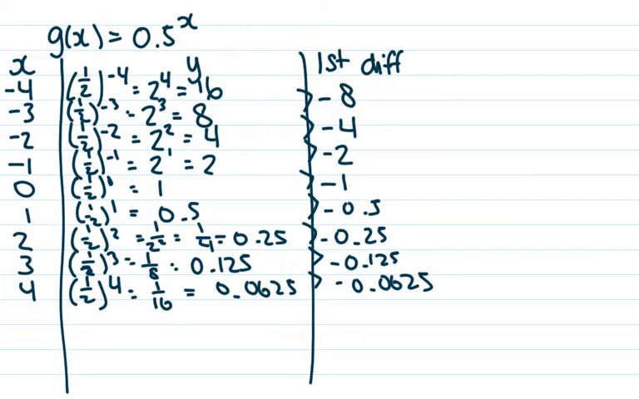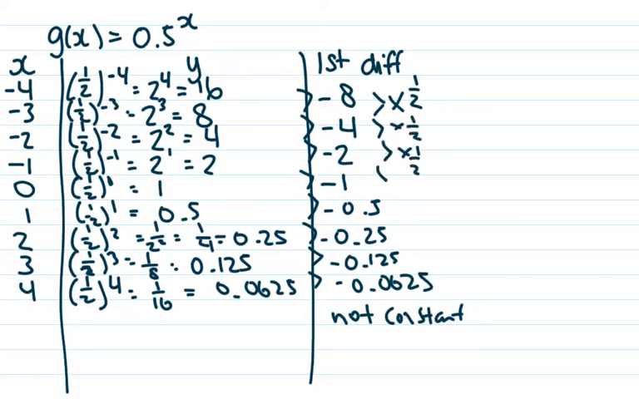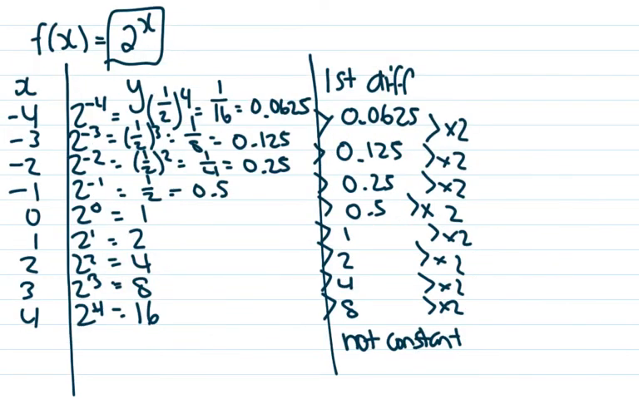So again, first differences are not constant, but there's a pattern again. And now we're dividing by 2, which is actually the same as multiplying by 1/2. And you'll also notice that these numbers went in reverse order of the last chart that we did.